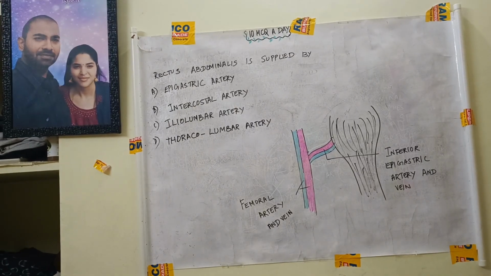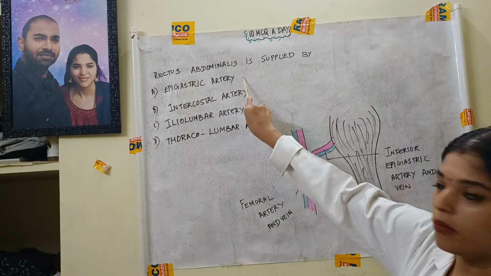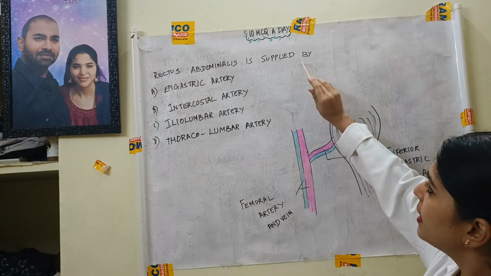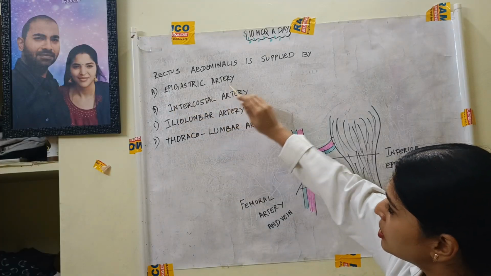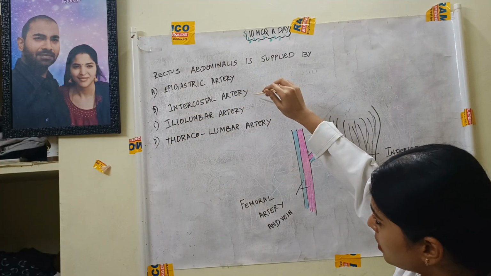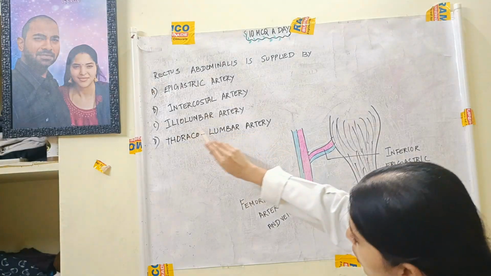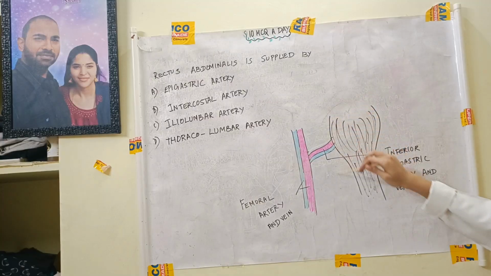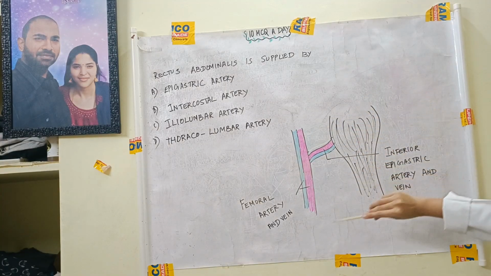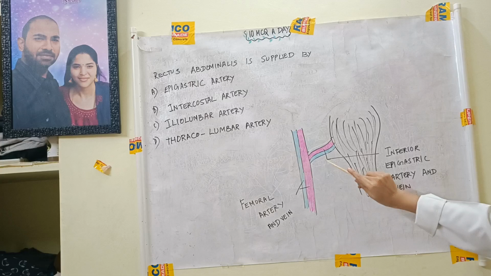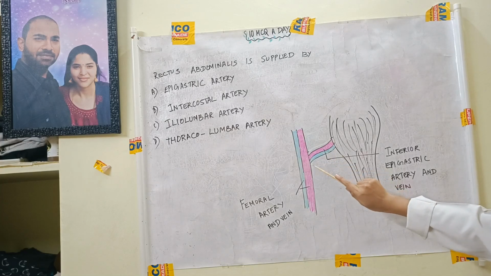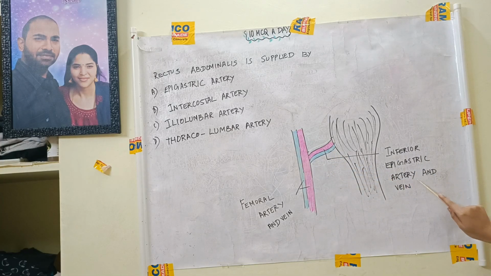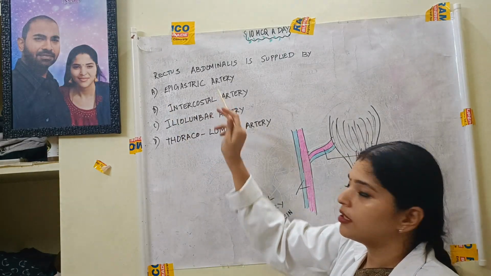The next MCQ. Rectus abdominis free flap is supplied by option A, epigastric artery, option B, intercostal artery, option C, iliolumbar artery, and option D, thoracolumbar artery. So this is the rectus abdominis muscle, and this is the femoral artery and vein, and its branches are the inferior epigastric artery and vein. This epigastric artery supplies the rectus abdominis. So option A, the epigastric artery, is the correct answer.